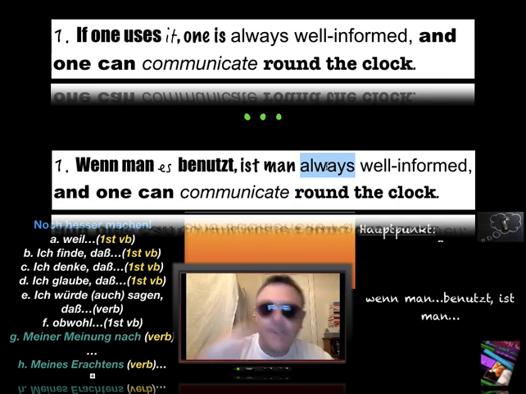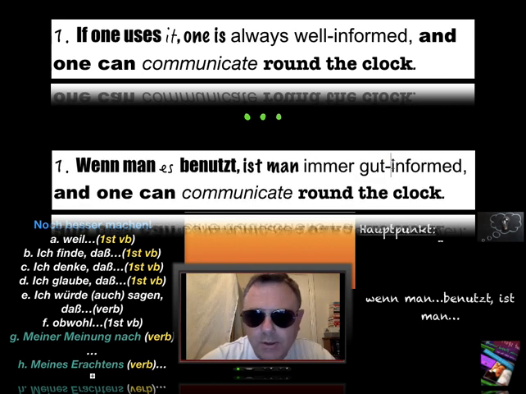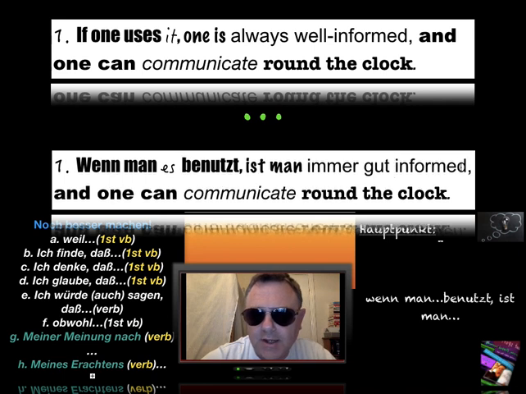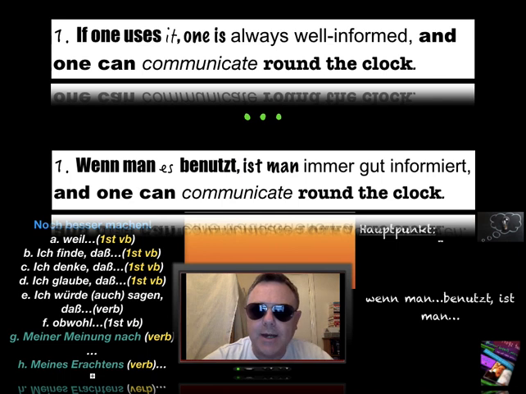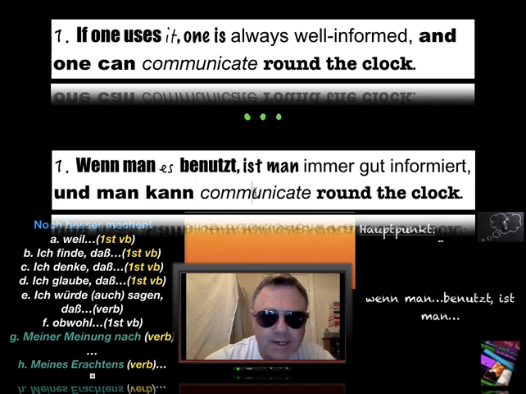Right, so always, immer. Now, well informed is gut informiert. So you've got gut, don't need that hyphen in there, and then informiert. So gut informiert is well informed. And one can, und man can. Okay, so you've got a modal verb situation. That is the second verb. That's got to go over here to the end.